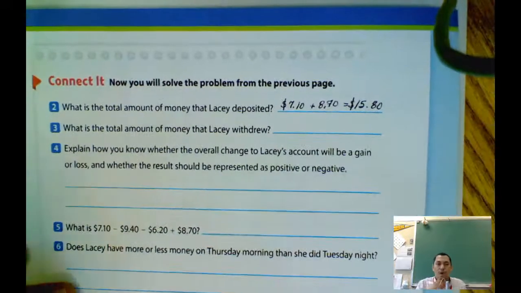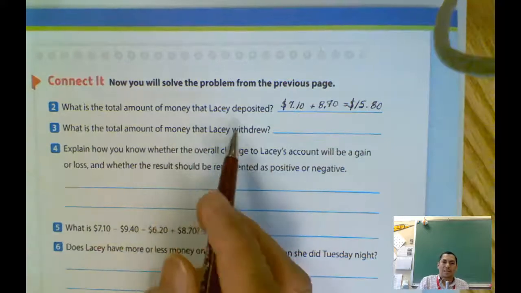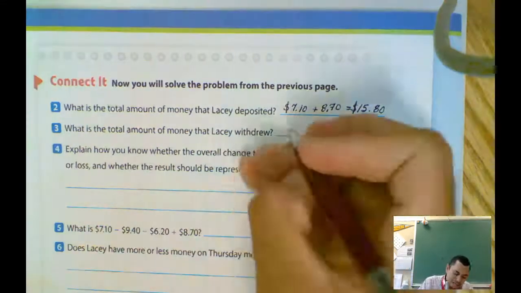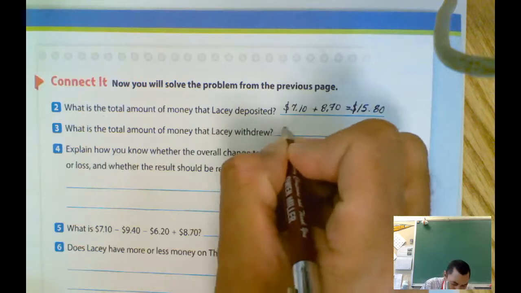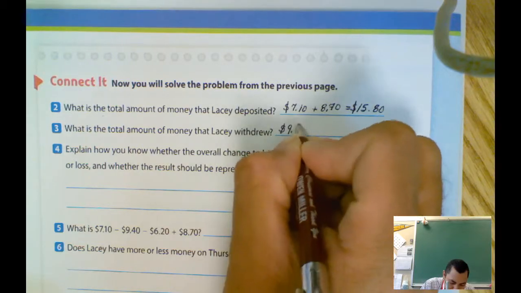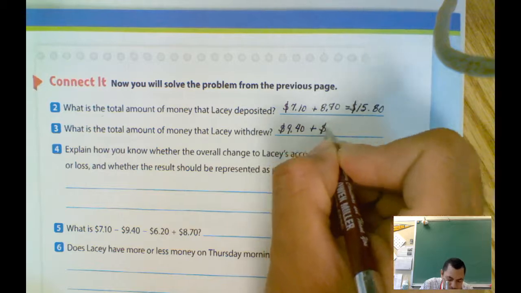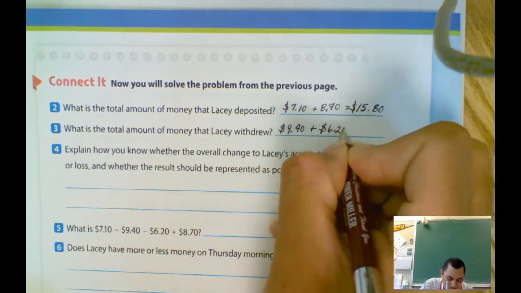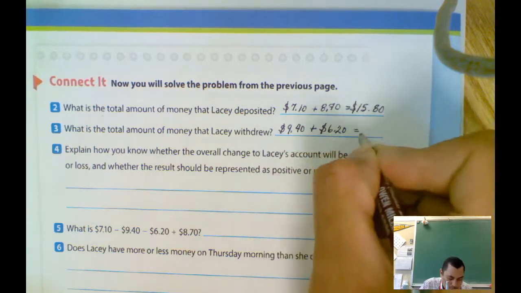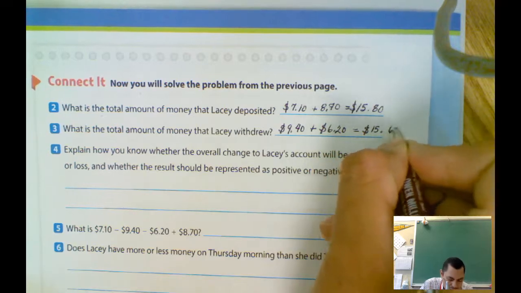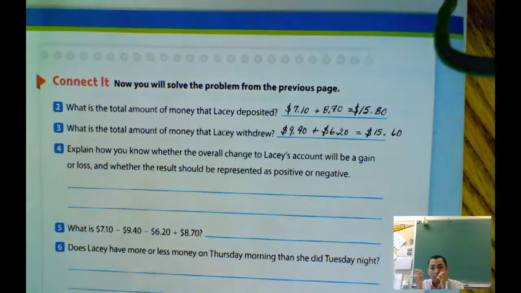Question number 2. What is the total amount of money that Lacey withdrew? Now we're going to add all the negative numbers. So we're going to have here 9.40 plus 6.20. Those are the negative numbers. And this equals $15.60. So we add the negative numbers. We don't put the negative because we are adding the two negative numbers.